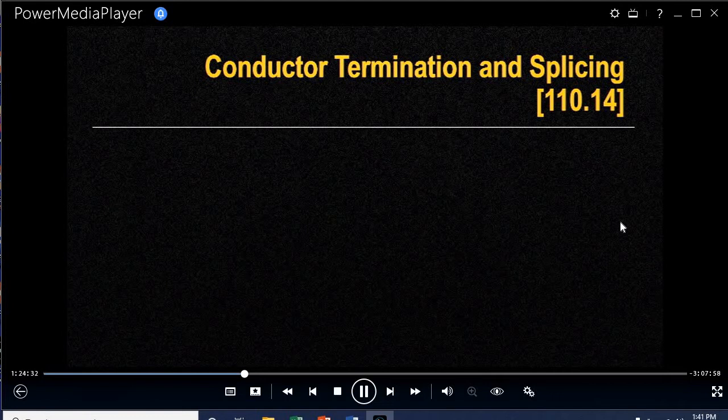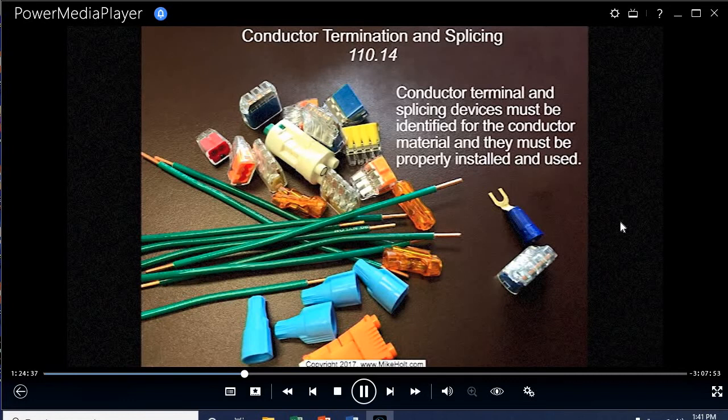110.14, conductor termination and splicing. This is a big deal to me. Conductor termination and splicing devices must be identified for the conductive material. In other words, is it suitable for copper, for aluminum, copper-clad aluminum, and they must be properly installed. So here's the rule that tells you not only do you have to have them, but you've got to install them properly, and they have to be properly used.